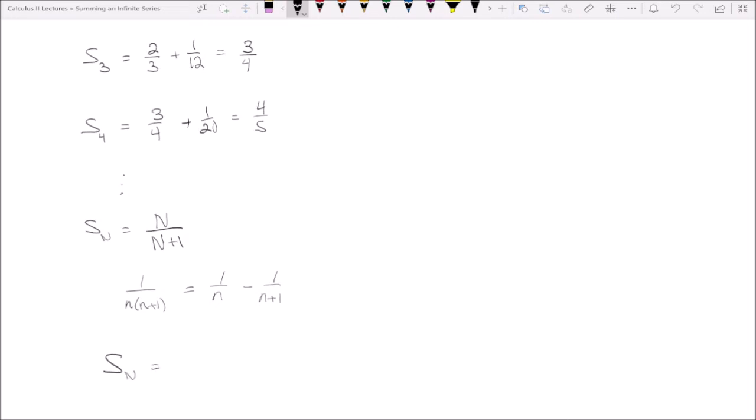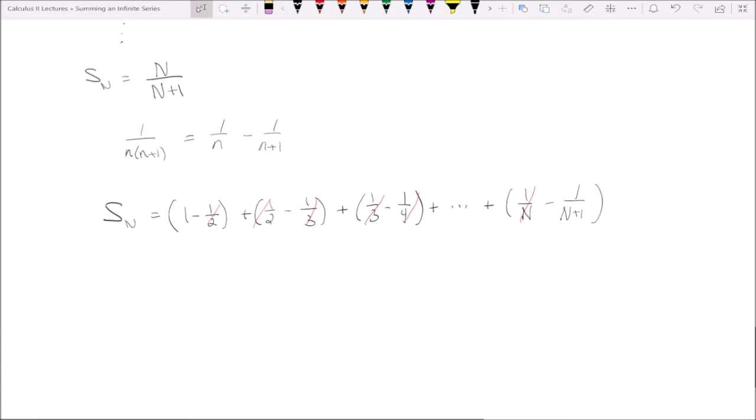So S sub n would therefore be equal to 1 minus a half plus a half minus a third plus a third minus a fourth, and so forth, up until we got to 1 over n minus 1 over n plus 1. Well, notice the halves cancel out, the 1/3, the 1/4, and the 1 over n. We're left with 1 minus 1 over n plus 1, which is indeed n over n plus 1.